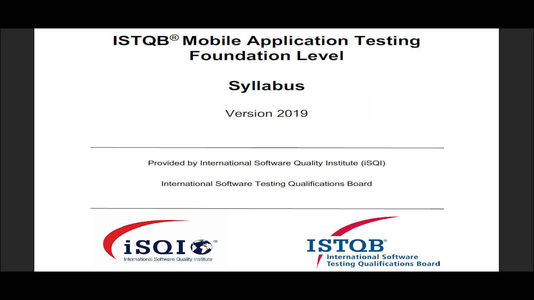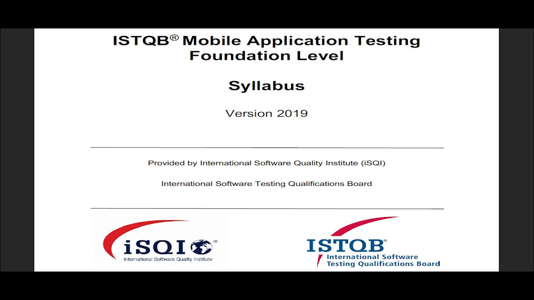3.4 Mobile Test Process and Approaches. 3.4.1 Test Process. The main activities of the ISTQB test process are described in ISTQB CTFL 2018 and are also applicable to mobile application testing. There are additional aspects which are specific to mobile testing which should always be considered as part of the ISTQB test process.